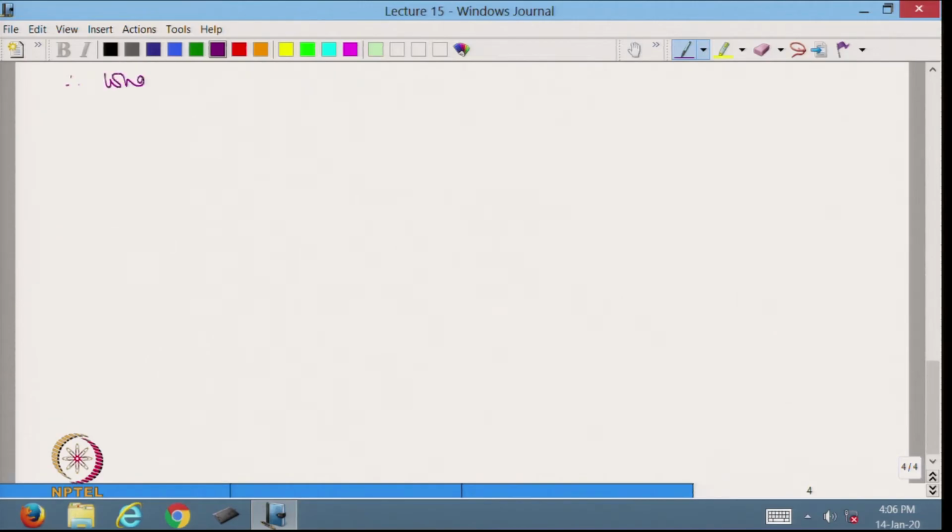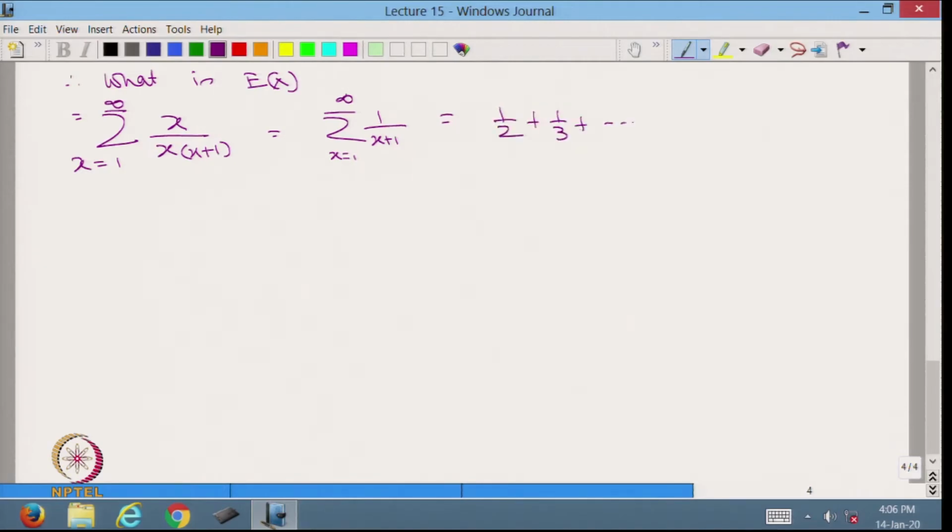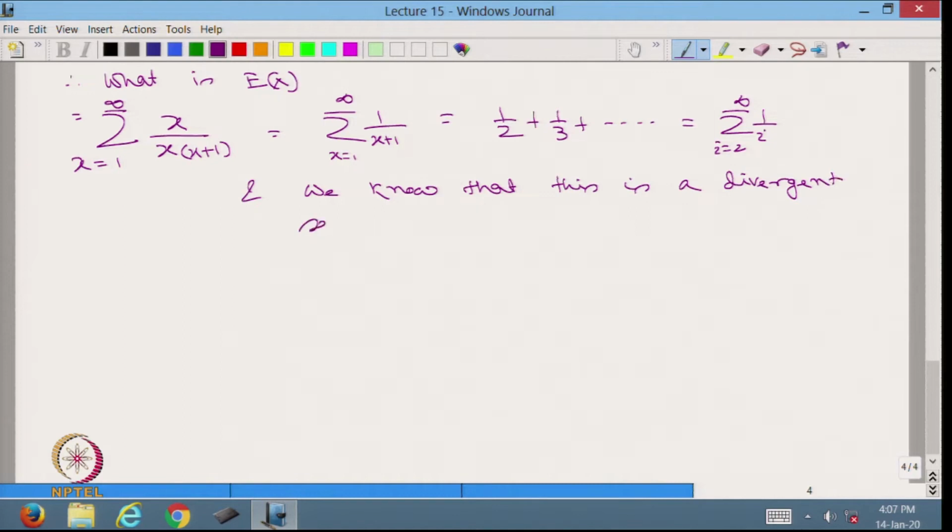Therefore, what is the expected value of x? This is equal to the sum of x upon x into (x plus 1), x from 1 to infinity, which is equal to the sum of 1 upon (x plus 1), x from 1 to infinity, which is half plus 1/3 up to infinity, which is equal to the sum of 1 over i, i from 2 to infinity, and we know that this is a divergent series. Hence, its first moment does not exist.